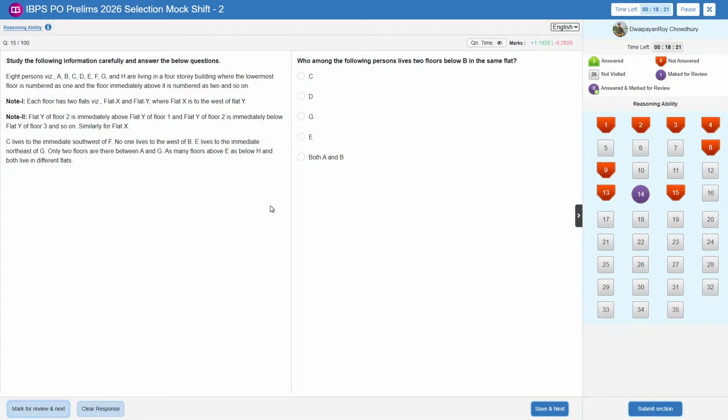Only 2 floors between A and G. As many floors above E as below H, and both in different flats. I can get 3 projections out of it, I will not shy away. So E, G, and H. Then I get E, G, not possible. This projection is not possible in the middle. So E here, G here, and H here.